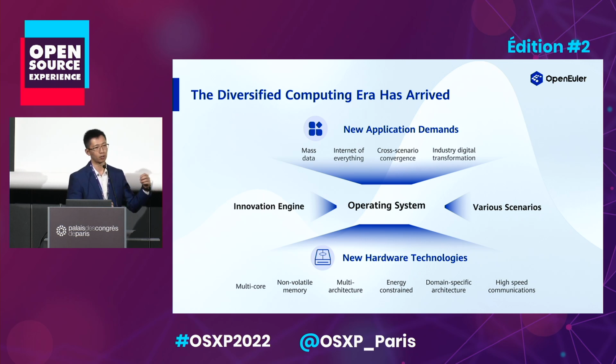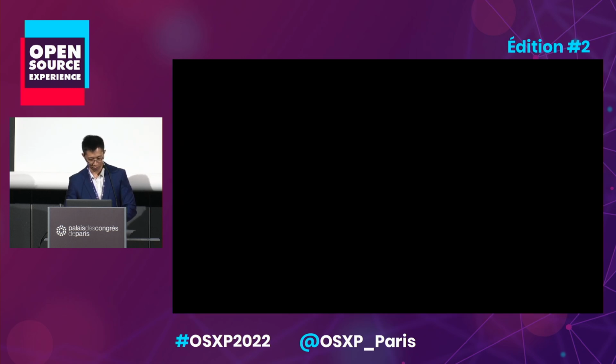I would also like to clarify that openEuler is not actually an operating system. Instead, it's more like a platform to let our partners and enterprises produce the operating system themselves. So, just like I said, as the diversified computing era has arrived, many opportunities and challenges have arrived, like the multi-core.